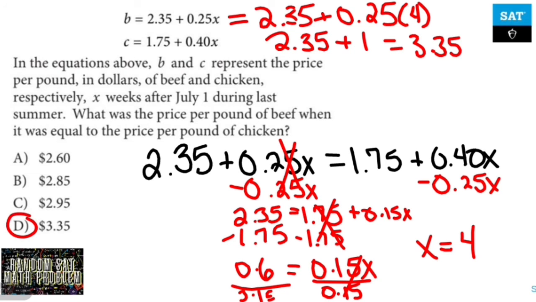$3.35. Okay? Tricky. If the SATs, when they created a problem like this, what they should have done is they should have given you an option that said $4, so a lot of people would put that as their answer. But the SATs looks like they were nice on this one. Thank you, College Board.